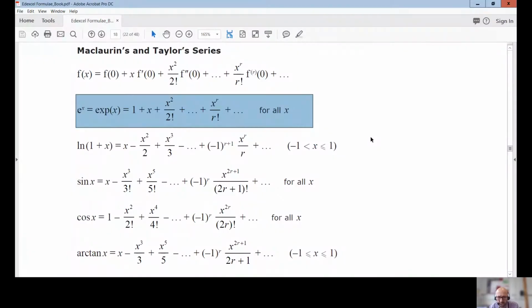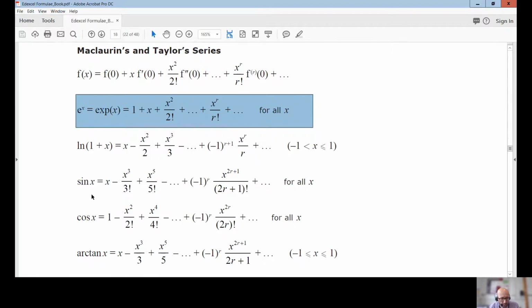This is page 18 of the formula book, and up here we've got Maclaurin's and Taylor's series. Now, you will cover Maclaurin's series separately, but I just want to show you them for now. We've got e to the x is equal to, it's an infinite series, 1 plus x plus x squared over 2 factorial plus, and then the general term x to the power of r over r factorial. So this would be x cubed over 3 factorial, x to the power of 4 over 4 factorial, and so on.